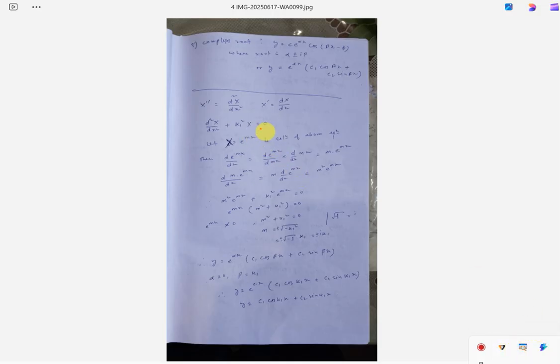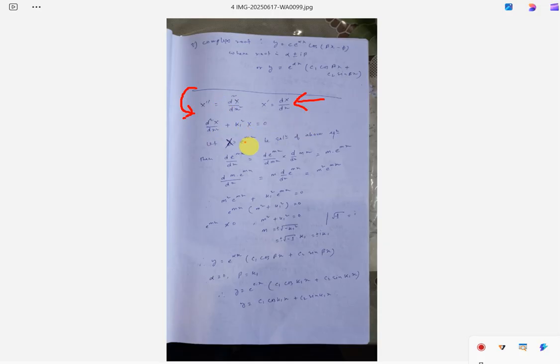So if our differential equation is like this one, we already know this is nothing but double differentiation. This is the first order differentiation. This is second order differentiation.